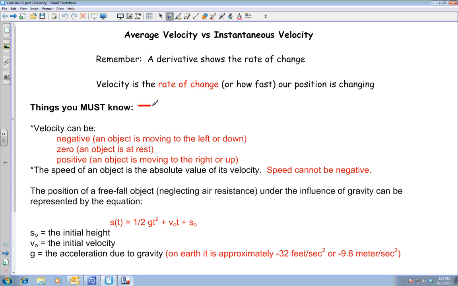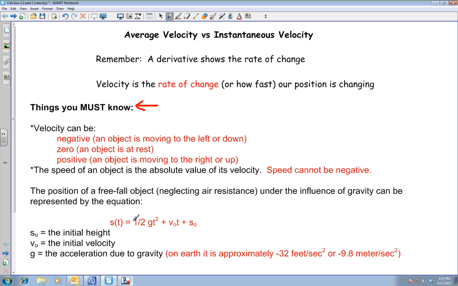Okay, so let's talk about some things first. Things you must know. You need to either underline this or highlight it, something so this stands out. First of all, velocity can be negative, zero, or positive. If velocity is negative, an object is moving to the left or moving down. And you'll see examples of that here in a little bit. Velocity can be zero. If the velocity is zero, then the object is at rest, or it's not moving. If the velocity is positive, an object is moving to the right or moving up. The speed of an object is the absolute value of its velocity. Speed will never be negative.